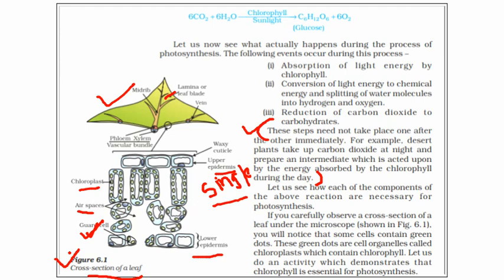Clear? So in homework you must draw this cross section of a leaf. Clear?